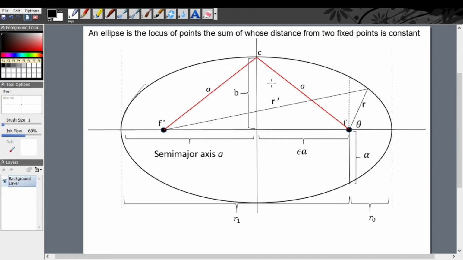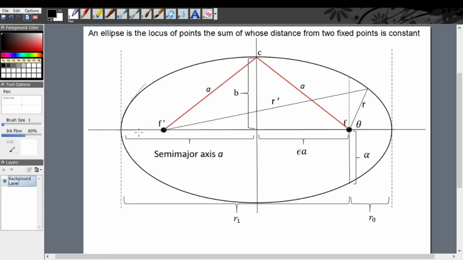And so a plus a, the red lines, have to add up to the same number as r prime and r, because that's how ellipses are defined. And so there are a couple other things you can say. I call this a, and actually a is the semi-major axis of this ellipse. So the semi-major axis is half of the major axis, so it's the distance from the center to the long edge, and that's a. And it turns out it's also this a, and I'll tell you why.